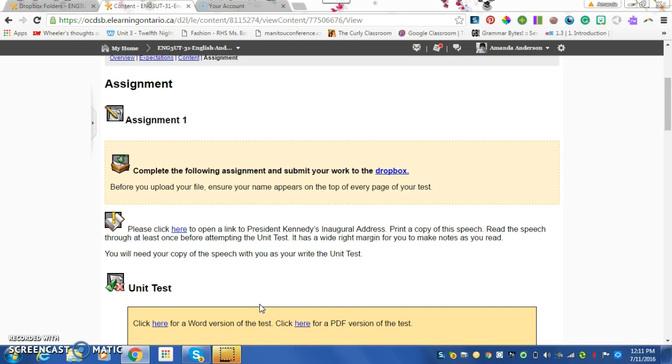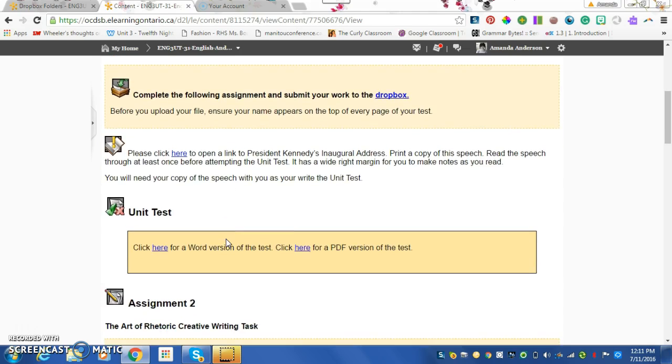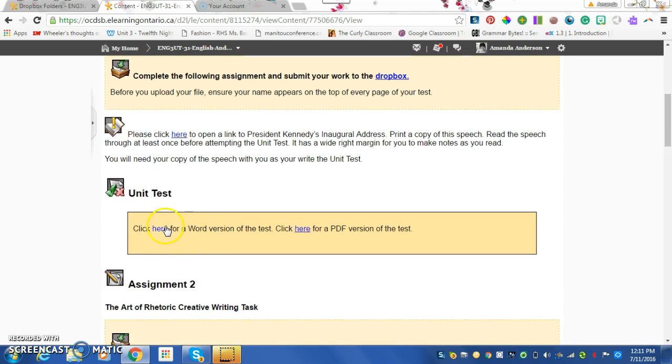There's only one official unit test in the course. There's other quizzes in the quiz tool that you've done. But this is a test to check your knowledge of an inaugural address. So you're going to click here.